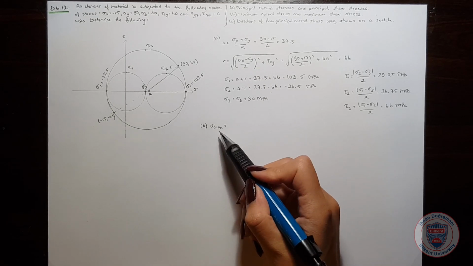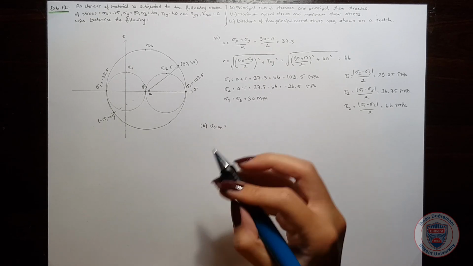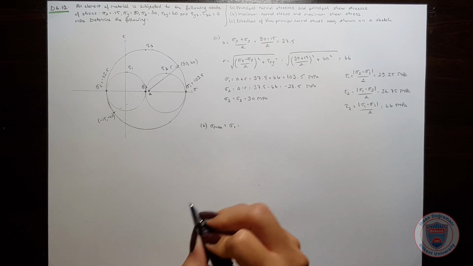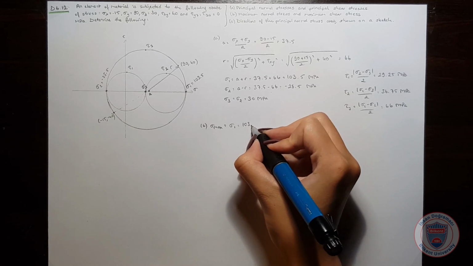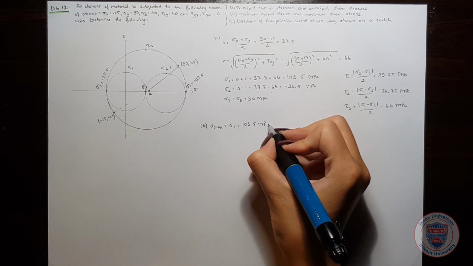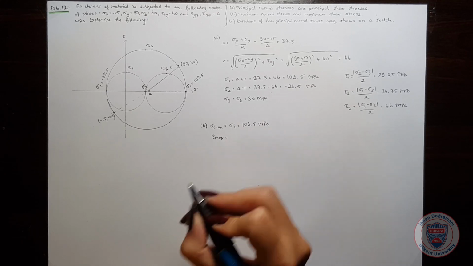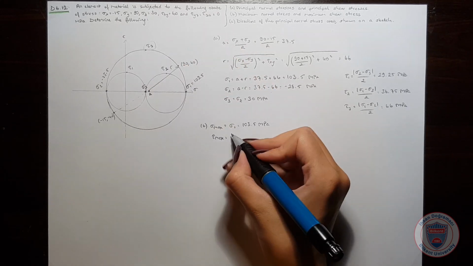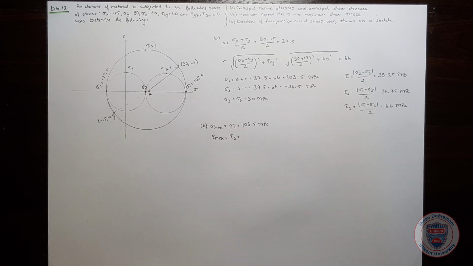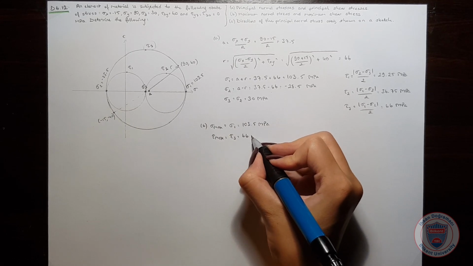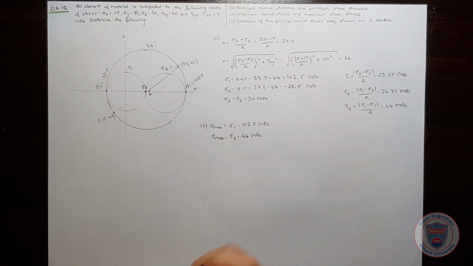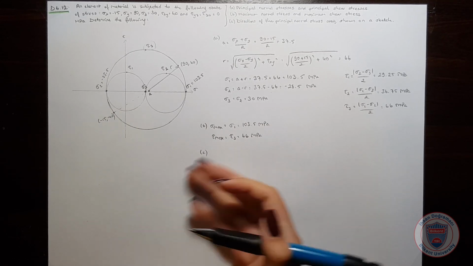We know that sigma max will be equal to sigma 1, and it is 103.5 MPa. And tau max will be equal to tau 3, which is equal to 66 MPa. Now we can move to part C.